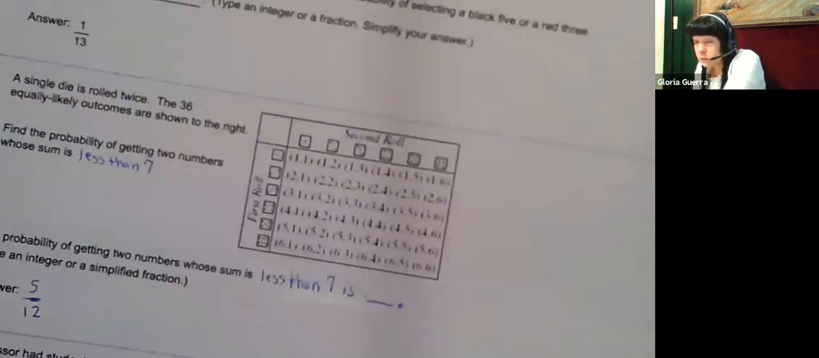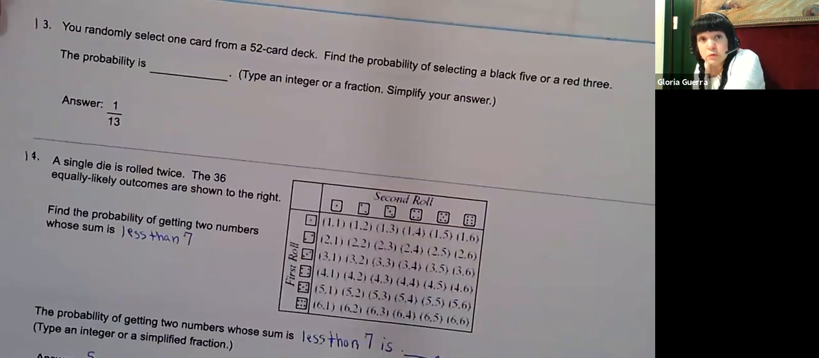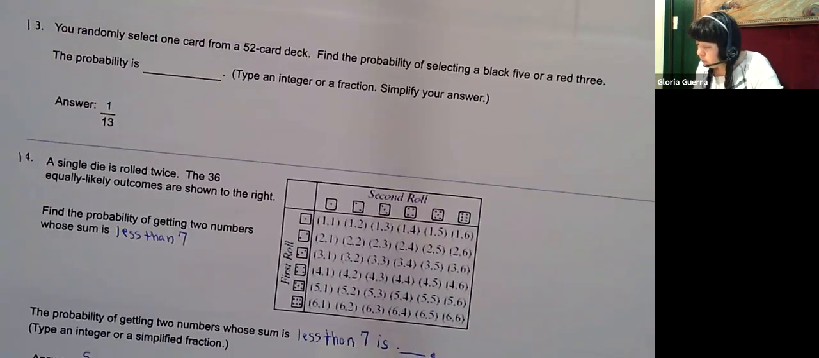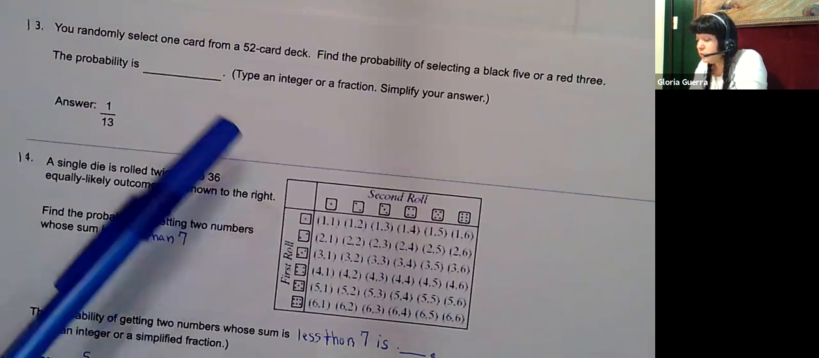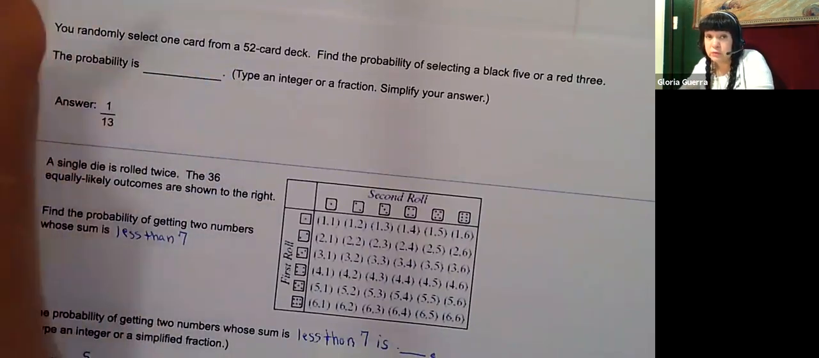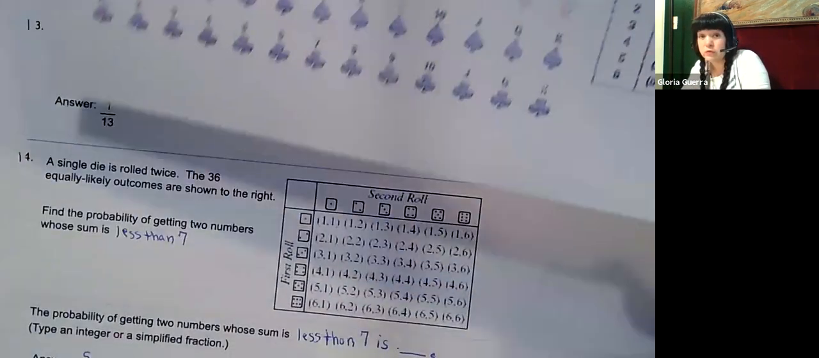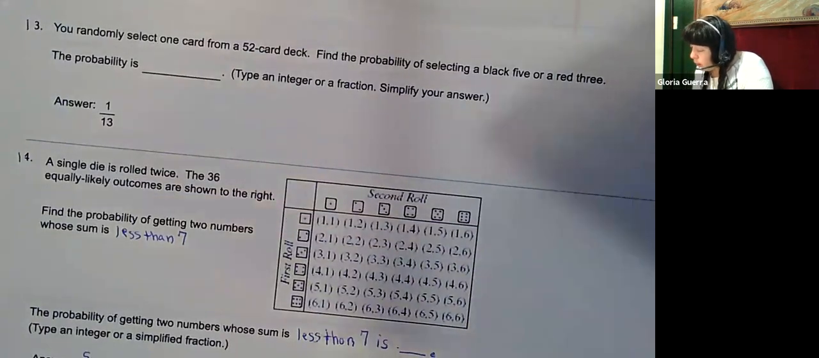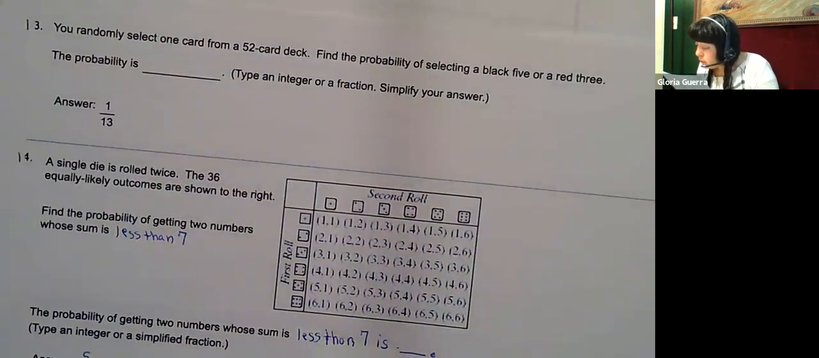So you randomly select one card from a deck of 52. Okay, good. So they didn't have to tell you 52. If it's a normal deck, you have to know it's 52. And then you want to find the probability of selecting a black 5 or a red 3.